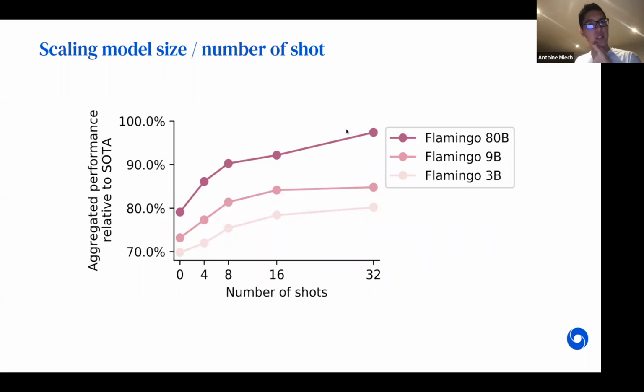And in terms of scaling with respect to model size and number of shots, here I'm showing on the x-axis the number of shots, and on the y-axis some kind of average aggregated performance over all of these benchmarks, normalized to the SOTA performance. And you can see that it's not a surprise that the larger the model, the better, but also the more shots, the better. And it seems that the largest model is better at utilizing a large number of shots. So you can see a bigger jump between 16 shots and 32 shots with the large Flamingo model than with the smaller one, which becomes somehow saturated very quickly.